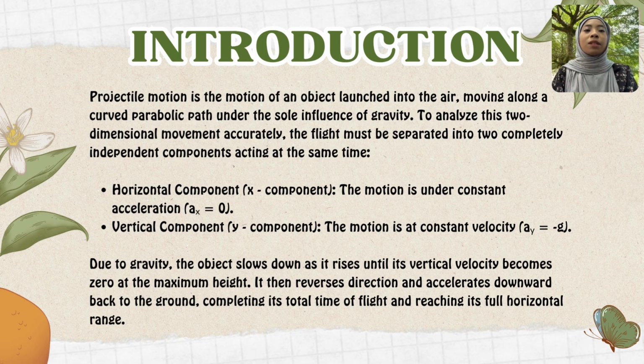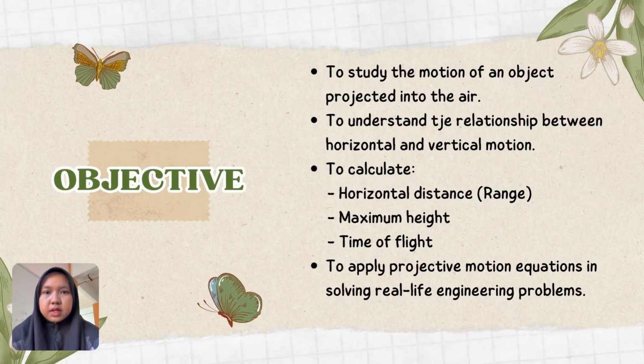Due to gravity, the object slows down as it rises until its vertical velocity becomes 0 at the maximum height. It then reverses direction and accelerates downward back to the ground, completing its total time of flight and reaching its full horizontal range. The main objective of studying projectile motion is to understand how an object's position and velocity change throughout its motion. We also learn how to calculate important values such as the horizontal distance traveled, the vertical height reached, the total time the object remains in the air, and the maximum horizontal range.